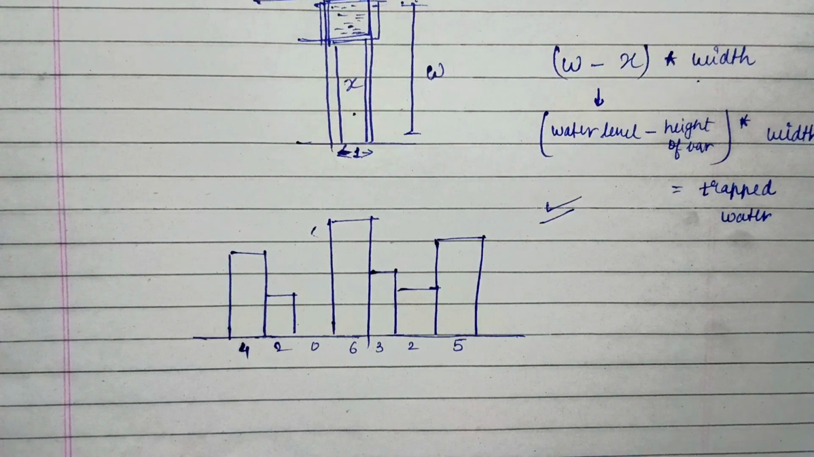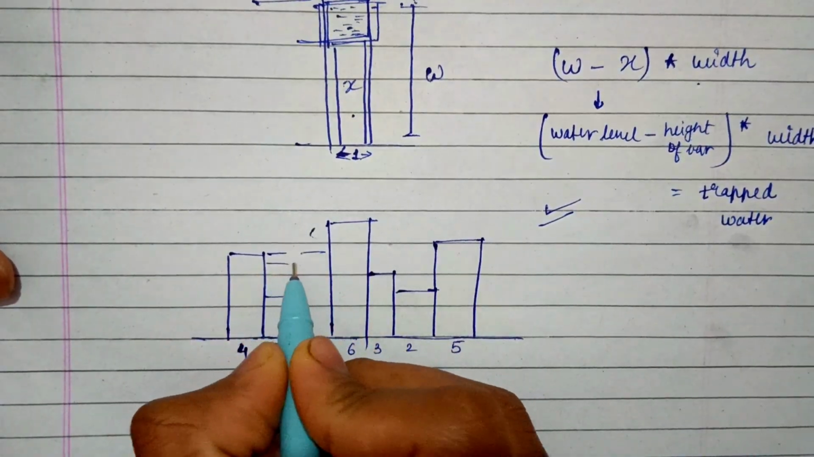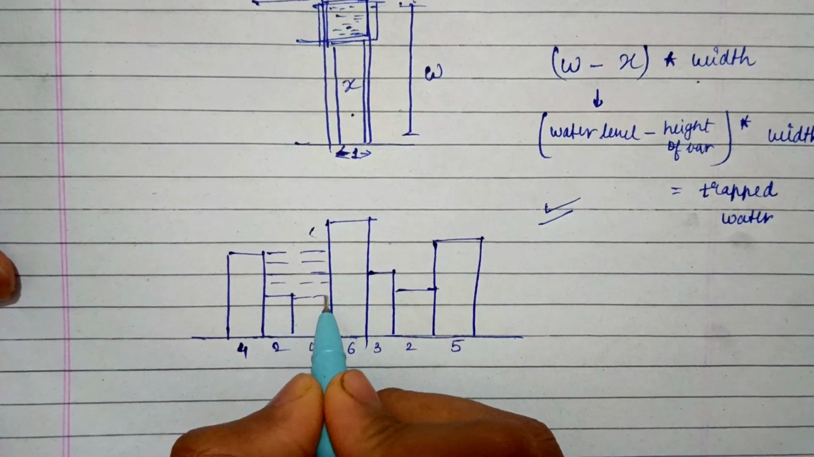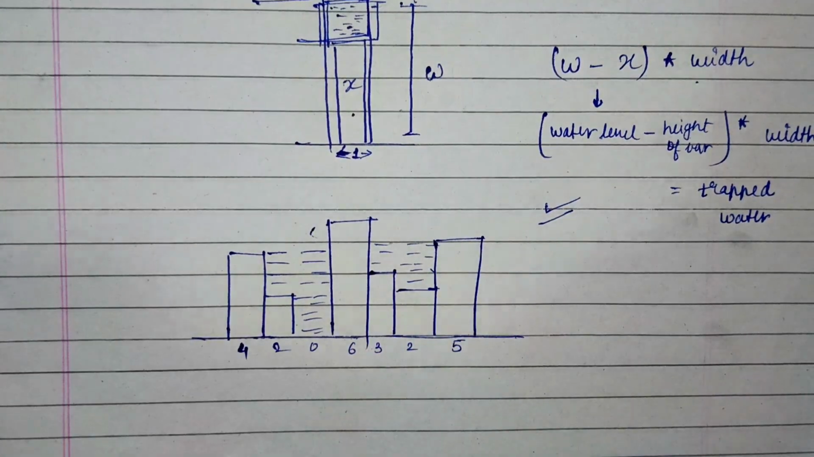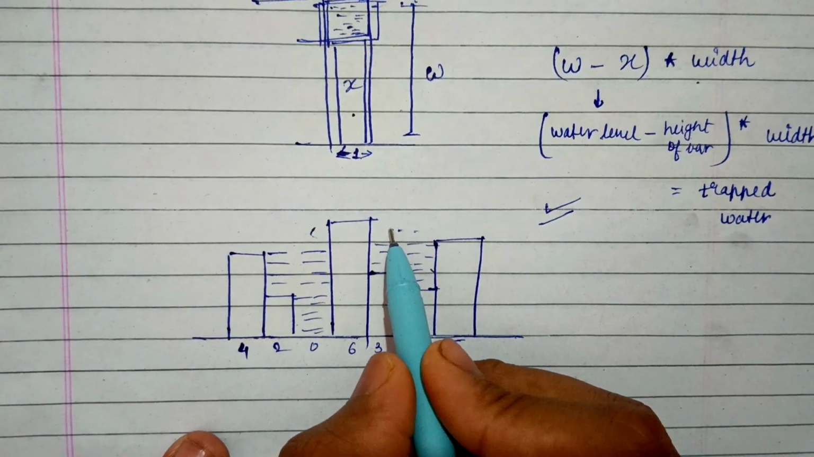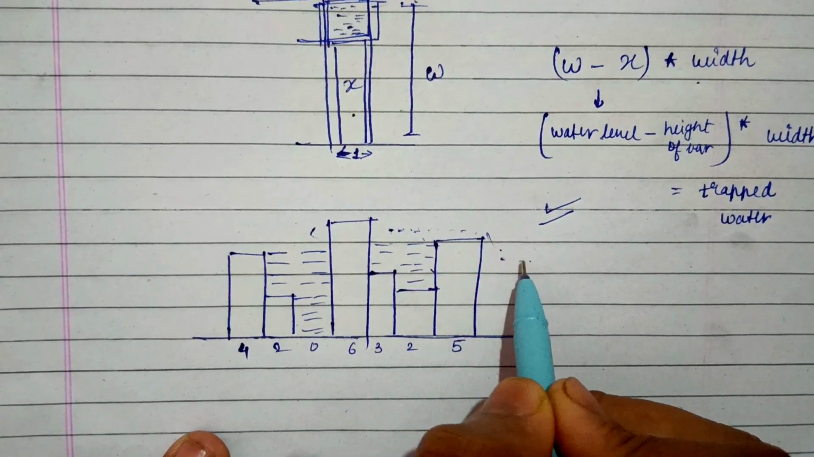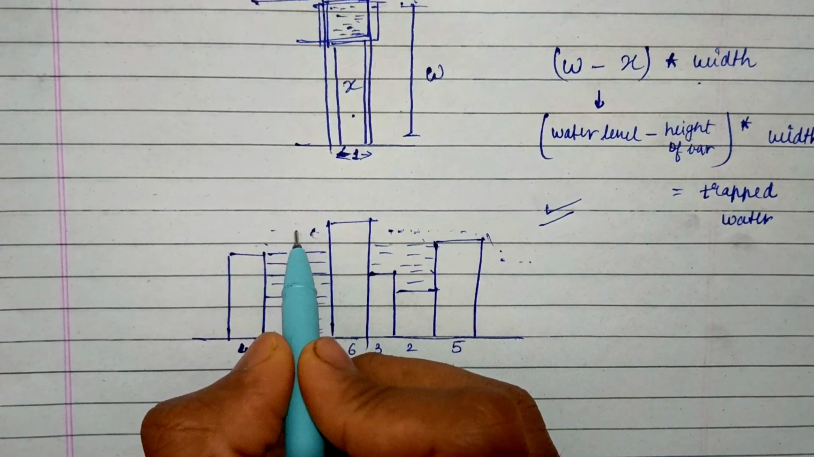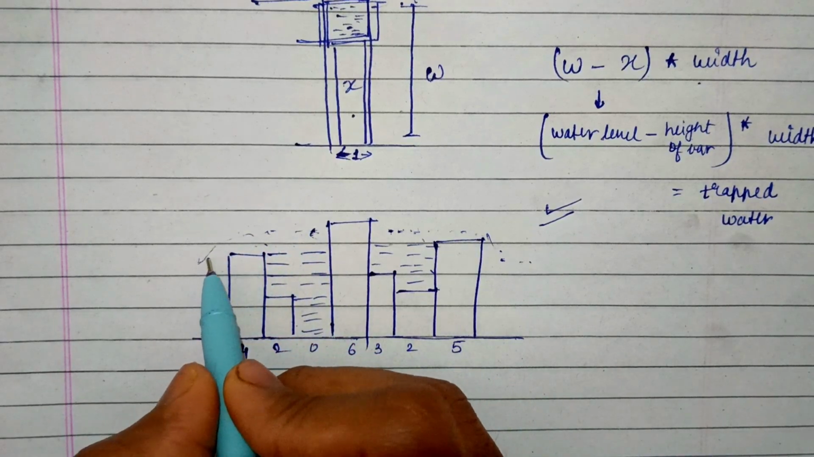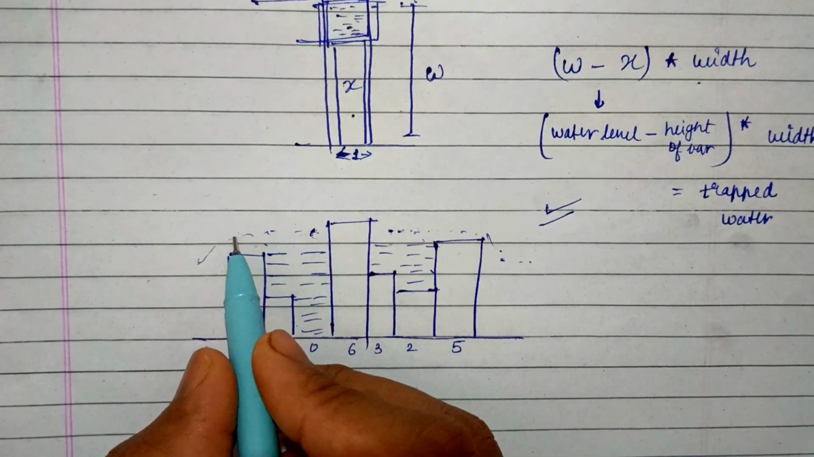I have drawn the bars as above. After raining, the water will trap in this area only, somewhere else and here. If the water is filled above this bar, the water will spill outside. Suppose the raining is more, and if it fills the water till this, it will spill from this. So this area will not trap the water.